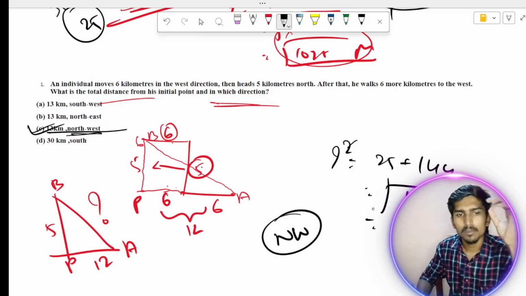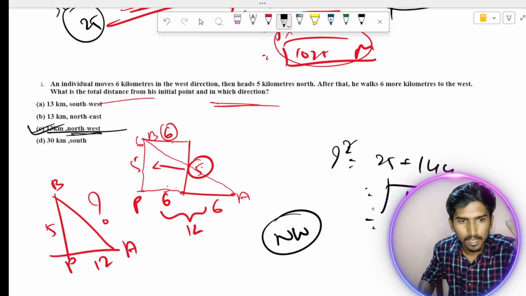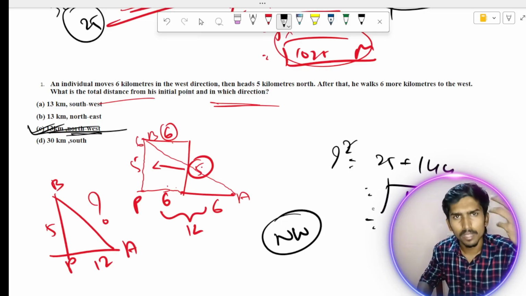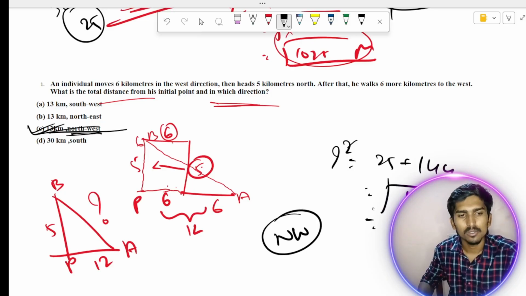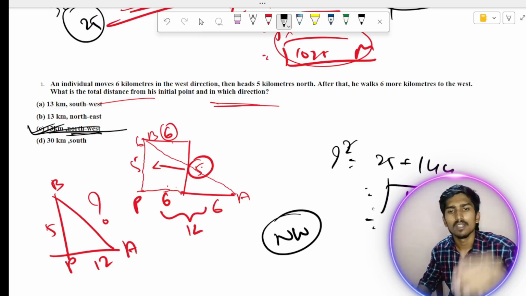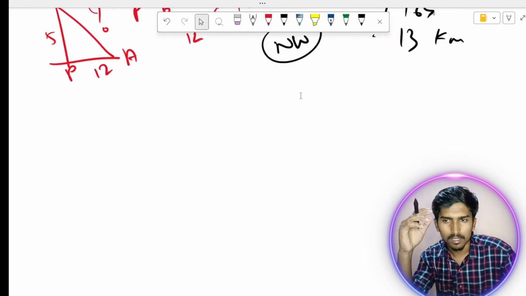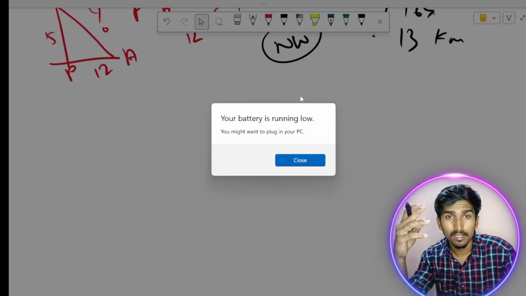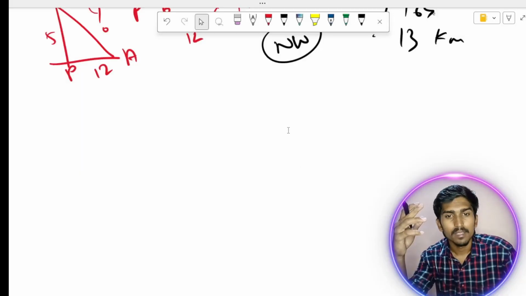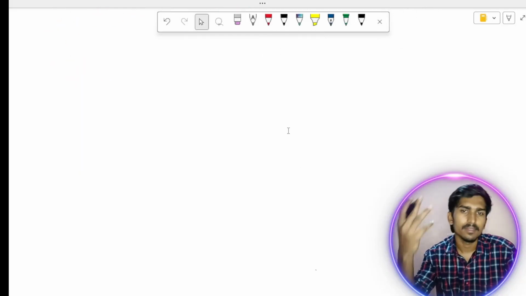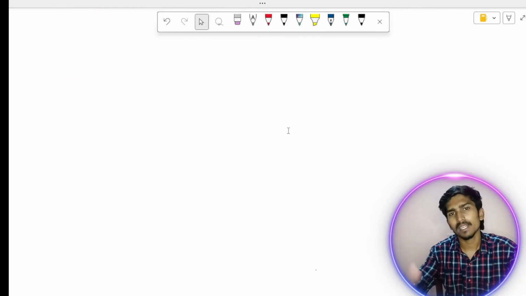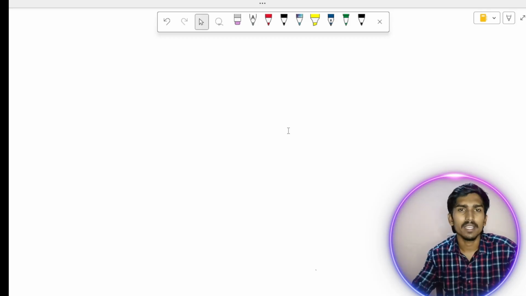See, a simple tip: if you get a direction and only one option has it, you just directly tick that. You don't need to waste time finding the distance. If there is more than one option with the same direction, you should go and find the distance also. This is what I wanted to tell you. Please have strong basics first of all, and then go and solve the complex questions. Practice makes a man perfect. Practice as many as you can.